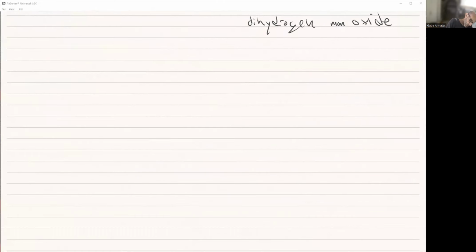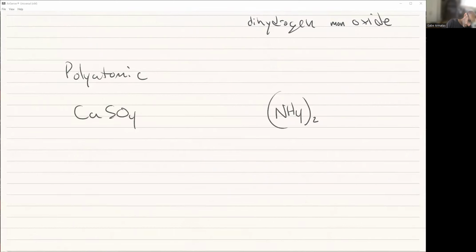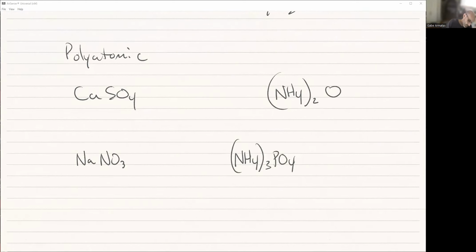And then the last thing that I'm going to say is if we are adding polyatomics. Okay, so if I have something like calcium and sulfate, if I have NH4 with oxygen, sure. Let me add NaNO3, NH4, 3PO4.